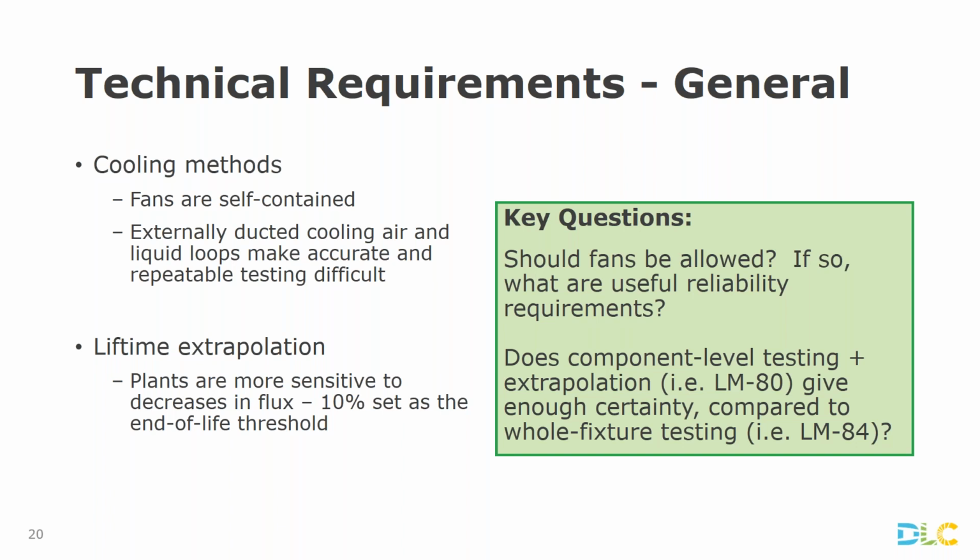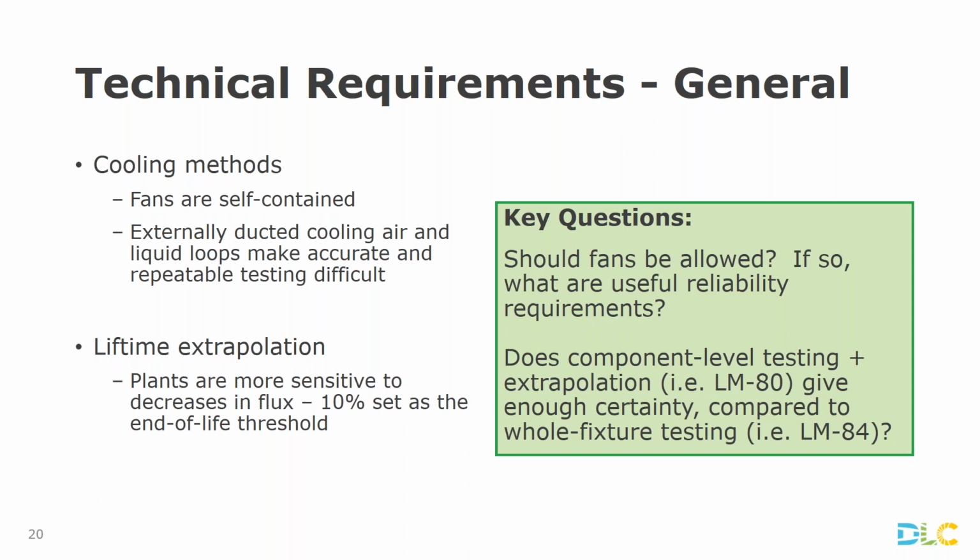LM84 based methods or similar ones do tend to give you higher certainty that the whole assembly will perform as your data indicate. However, that's really expensive and can slow down product introduction, because if you have to test a single fixture for that long before you can even sell it on the market, that's a certain level of challenge and testing burden. And our question is, does the faster, simpler, albeit perhaps less tied to reality extrapolation of LM80 and TM21 give us enough certainty? Some people we spoke to thought that was fine.